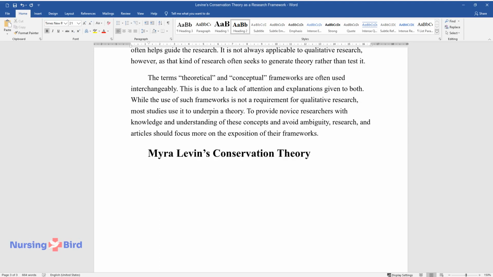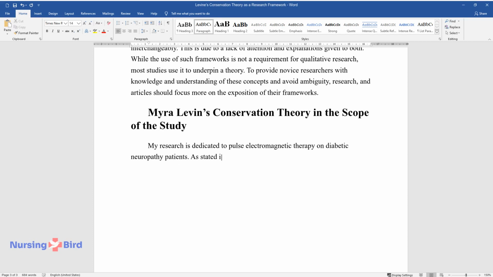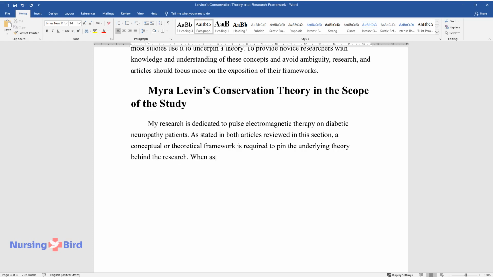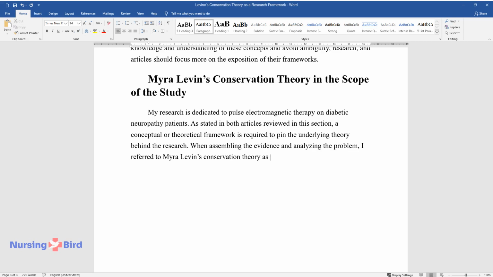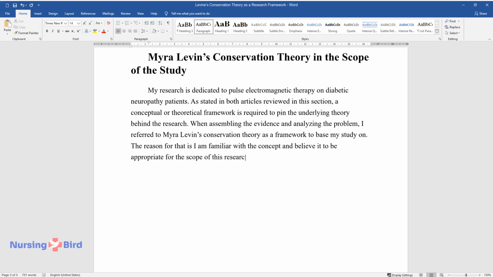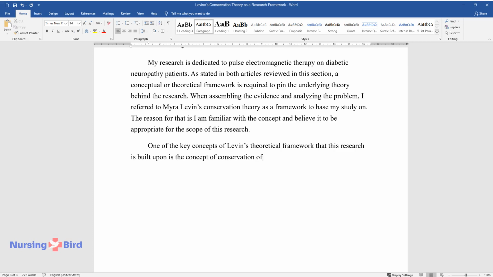Myra Levine's conservation theory in the scope of the study. My research is dedicated to pulse electromagnetic therapy on diabetic neuropathy patients. As stated in both articles reviewed in this section, a conceptual or theoretical framework is required to pin the underlying theory behind the research. When assembling the evidence and analyzing the problem, I referred to Myra Levine's conservation theory as a framework to base my study on. The reason for that is I am familiar with the concept and believe it to be appropriate for the scope of this research. One of the key concepts of Levine's theoretical framework that this research is built upon is the concept of conservation of structural integrity.